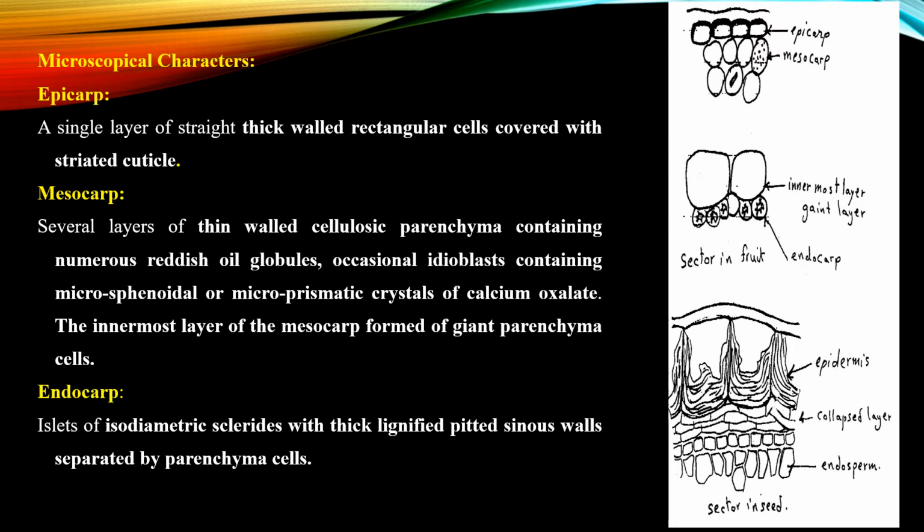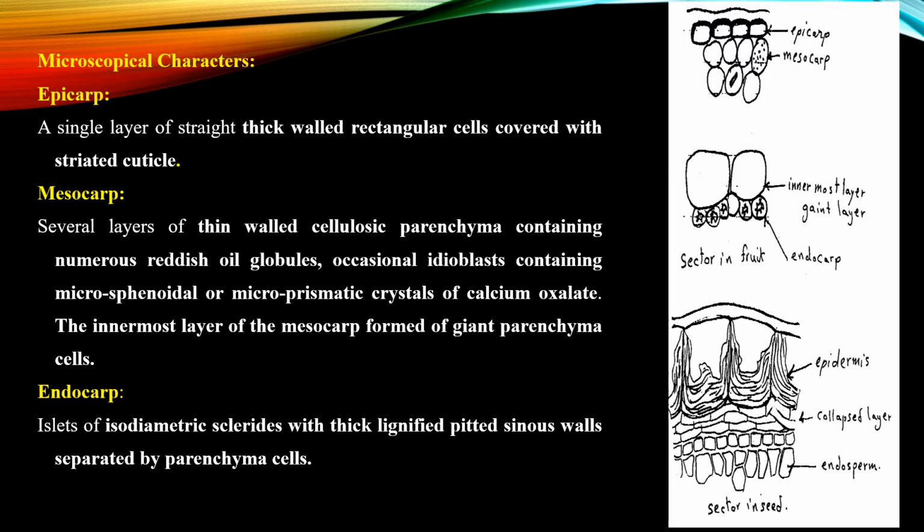Followed by the mesocarp layer of parenchyma cells with intercellular spaces. The cells are filled with oil droplets and contain idioplasts filled with microsphenoidal or microprismatic crystals of calcium oxalate. The innermost layer of the mesocarp shows large cells with thin walls and intercellular spaces, named giant cells. Below it we have parenchyma cells with microsphenoidal crystals and oil droplets. The last row of the mesocarp shows giant cells.